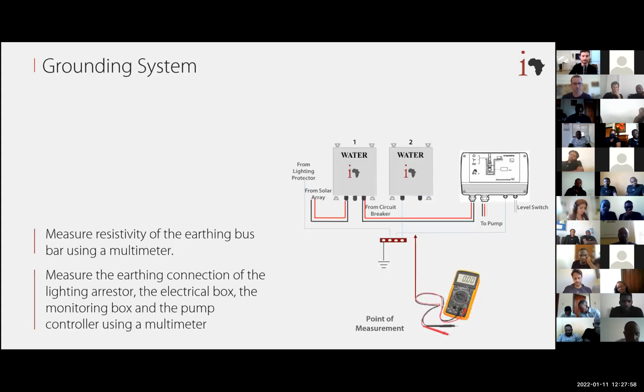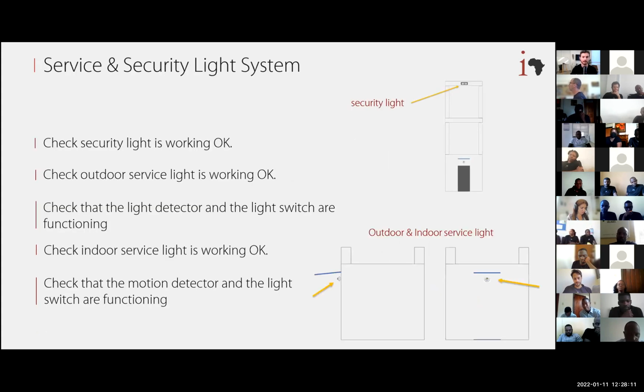Now, the grounding system, you need to measure the resistivity of the earthing bus. The earthing bus connects all of the electrical components, so we need to measure the earthing connection of all the components using a multimeter as well, and see it's according to plans. And the security lights and service lights, we need to check that all the security lights are working, and you need to check the sensor is working. Also, when there's light, it turns off, and check everything is working.